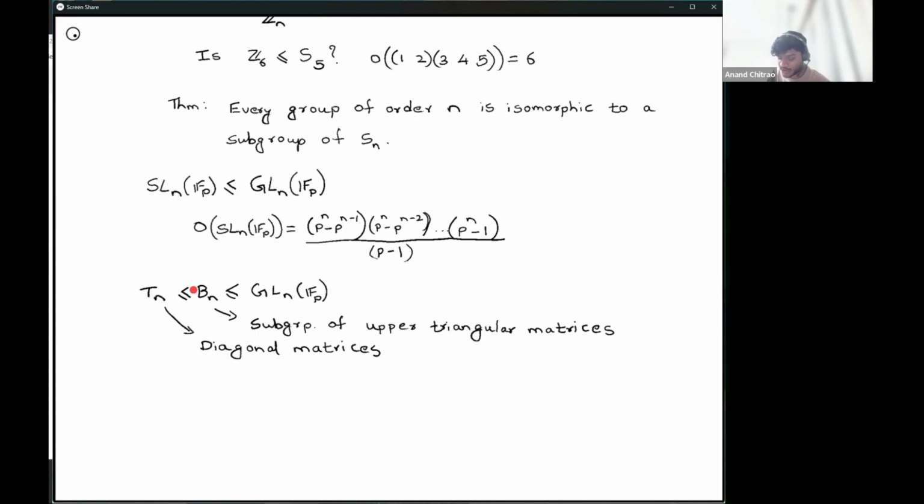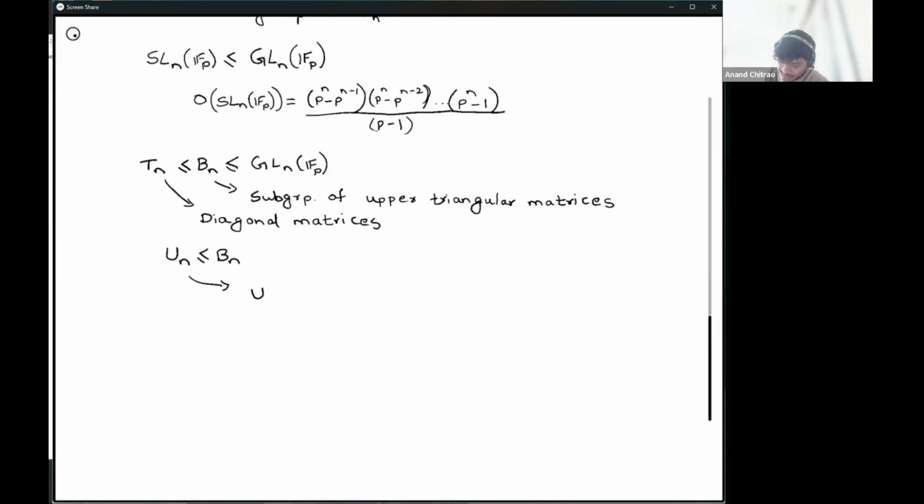And somehow there's a complement to Tn inside Bn. I'll write those here. Un is a subgroup of Bn. These are upper triangular matrices with ones on the diagonal.